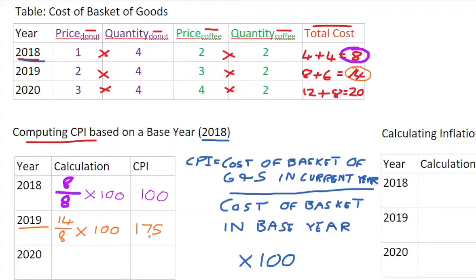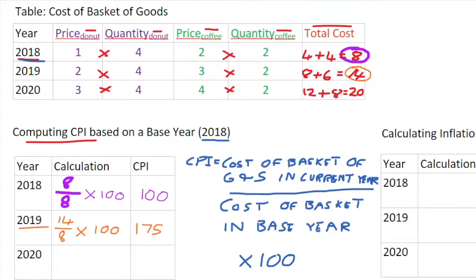So what does this actually mean? Well, it means that if you were buying these donuts and coffees in 2018, you'd have to spend €100 for the amount that's bought in 2018. In 2019, for the exact same amount of coffee and the exact same amount of donuts, you would have to spend €175. So the index tracks this inflation in the economy over time. So let's look at the next one.